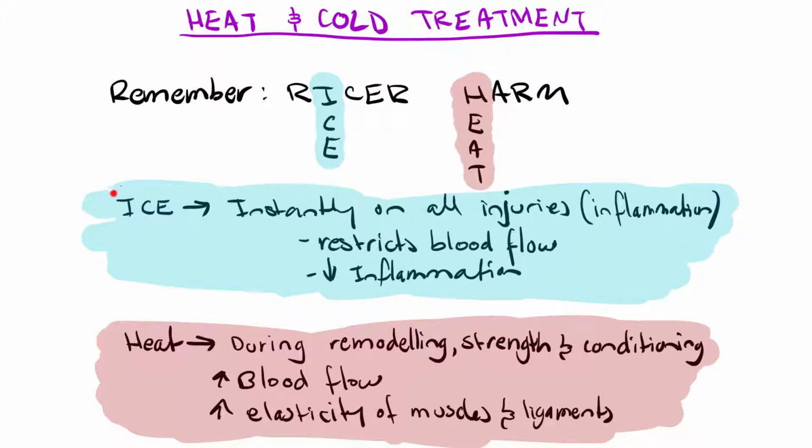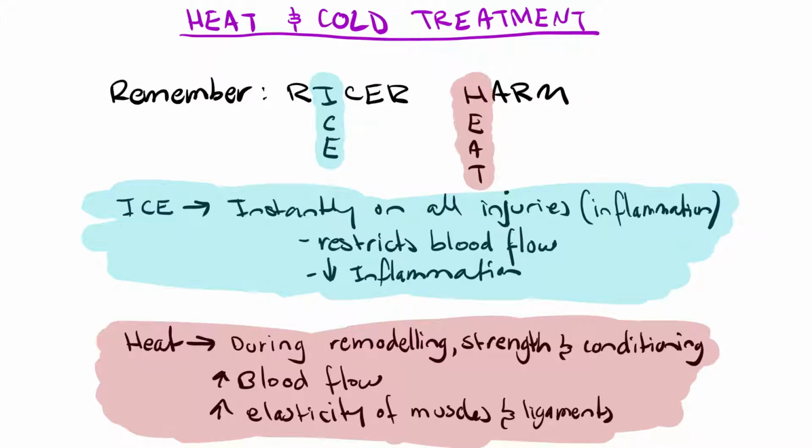When we look at the use of ice for rehabilitation, it's used instantly on all injuries where inflammation has occurred. That's a soft tissue injury, even a break to the bone. The reason for this is because it restricts the blood flow and therefore decreases inflammation, pain and soreness to the area. Now, when we look at the use of heat for rehabilitation, this is usually during the remodelling, strength and conditioning stage. I repeat, you don't want to use heat when the body part is inflamed because it's going to increase blood flow to the area and thus make that inflammation stage last a lot longer and obviously delay the remodelling stage.